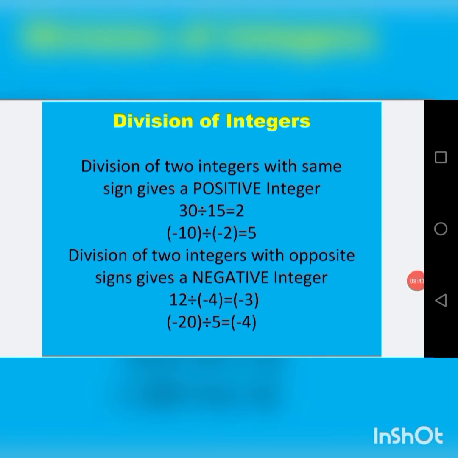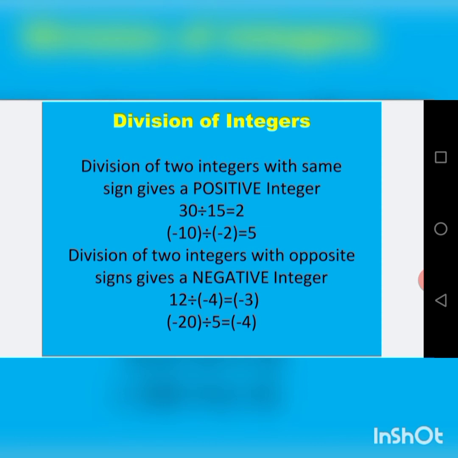Division of integers. As in multiplication, we have division also. Division of two integers with the same sign gives a positive integer. For example, 30 is a positive integer, 15 is a positive integer. If we divide these two integers, we get 2 as the answer, that is plus 2. Both are positive, so the answer is also a positive integer. The next one is minus 10 divided by minus 2. Both are negative integers. We are getting plus. Same sign means we get a positive integer as the answer.